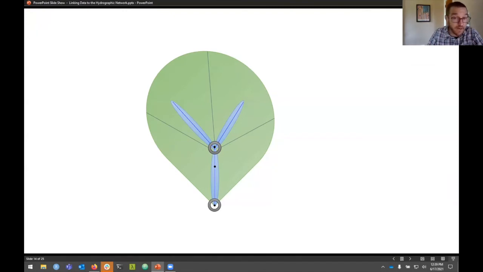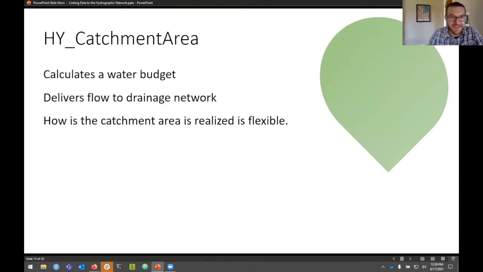So what we're looking at right now is a catchment aggregate, right? The entire thing is a catchment aggregate. There's 2 nexuses, there's 3 water bodies, there's 3 flow paths, there's 2 nexuses that are realized by hydrologic locations, and there's one hydrologic location along the downstream flow path. So I'm going to walk through that just a little bit. So catchment area is a catchment realization that calculates a water budget and delivers flow to a drainage network.